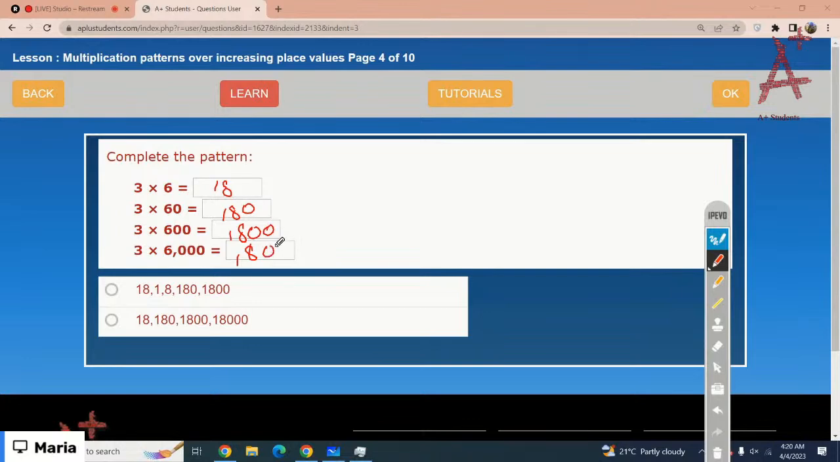Here you have 1 zero, here you have 2 zeros, and here you have 3 zeros. Got it? That would be option number 2 is the correct option.